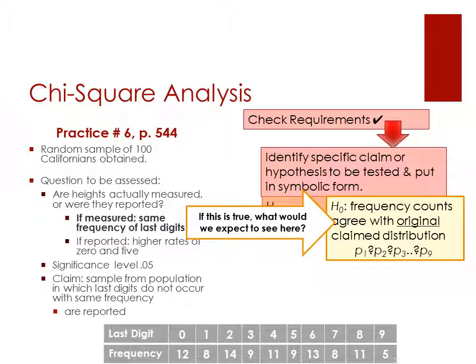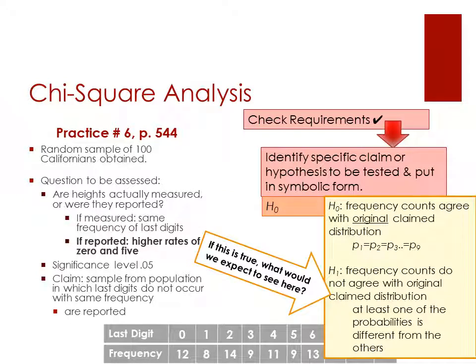Okay, so if this is true, right, if they're measured and they all have the same frequency of the last digits, then what are we going to be expecting in terms of our probability for each one of these options, right? So what would we be expecting to see? Well, we'd be expecting all of them to be equal to each other, okay? Because if they're occurring with the same frequency, all of them are going to have the same probability, so they're also all going to have the same expected frequencies.